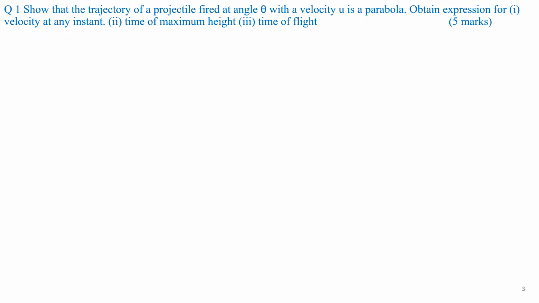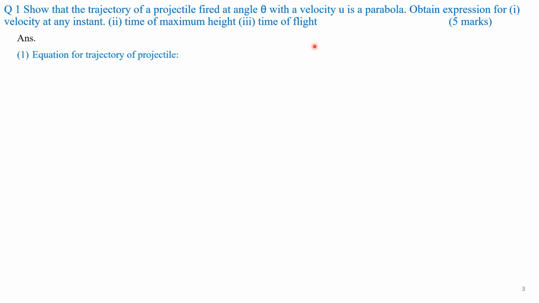So in question number 1, it is asked, show that the trajectory of a projectile fired at an angle theta with a velocity u is a parabola. Obtain expressions for 1. Velocity at any instant. Number 2 is time for maximum height. And number 3 is time of flight. So this is a 5 marks question that is likely to be asked in your academic examination. Answer.